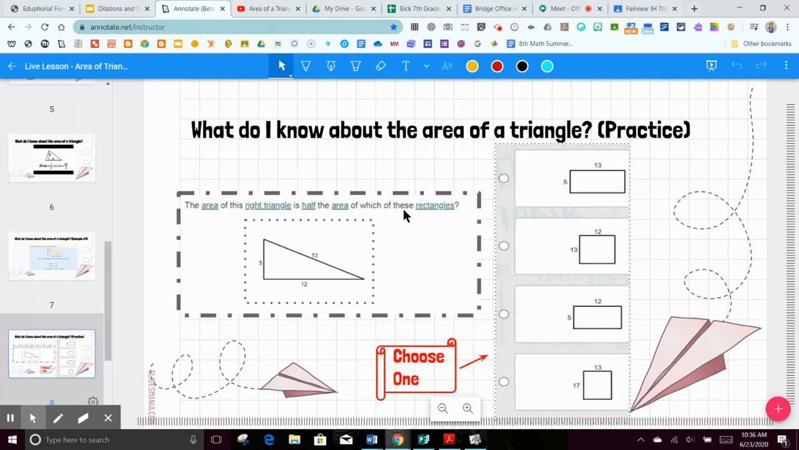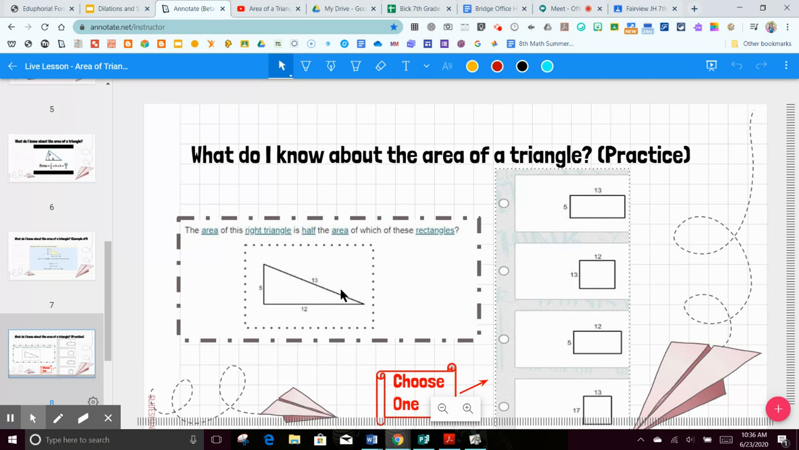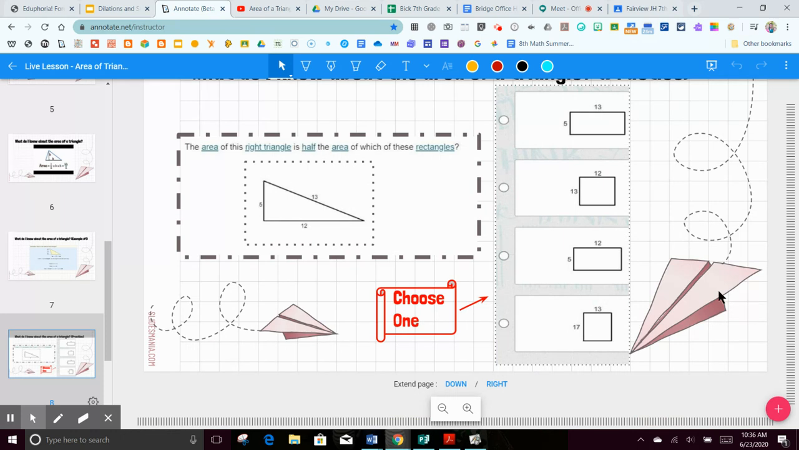So let's try it. We are going to find the area of this triangle and then determine which of these rectangles has the same area. So first, I'm going to write down my formula. You always want to start with your formula. And this is a formula that's given to you on your formula chart, so you don't have to have it memorized, but you do have to know how to use it because they don't define the variables for you. So base times height. Remember, we're looking for this right angle to determine our base and our height.